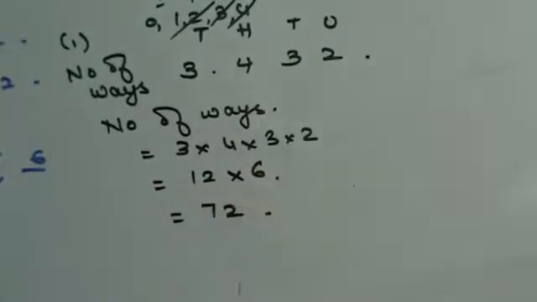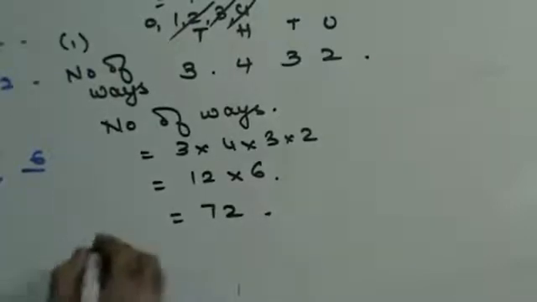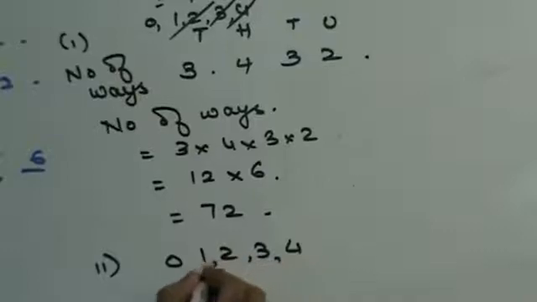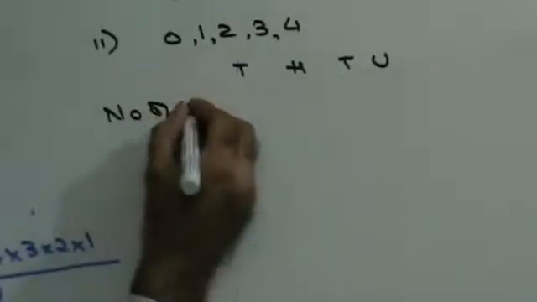There are 72 numbers which are greater than 2000. Now comes the tricky part. Greater than 2300, right? The digits given to me are 0, 1, 2, 3, 4. Thousands, hundreds, tens, units, number of ways. I want the number to be greater than 2300. I will not assume 2300, I want a 0 number.